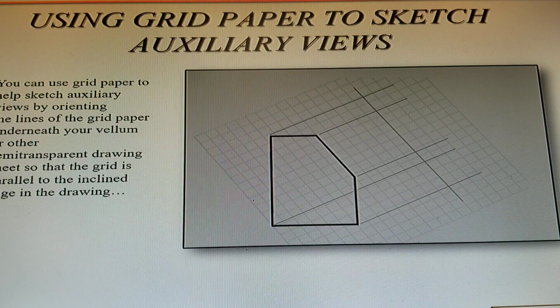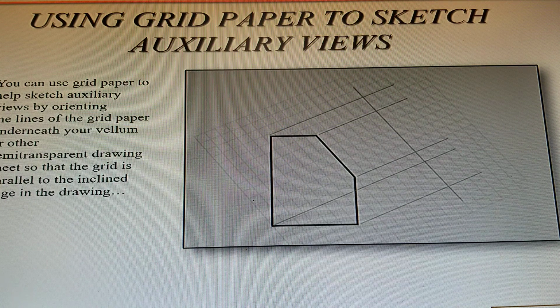Here's using grid paper to sketch auxiliary views. Using grid paper to help sketch auxiliary views by orienting the lines of the grid paper underneath your vellum or other transparent drawing sheets so that the grid is parallel to the inclined edge in the drawing.